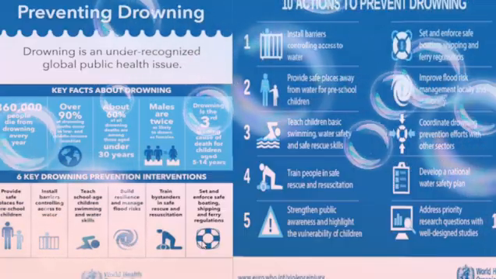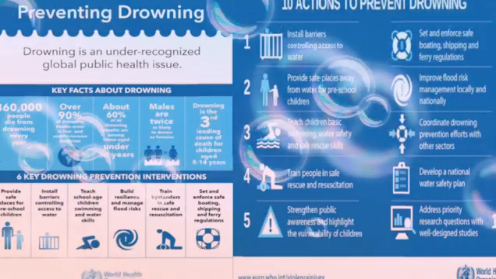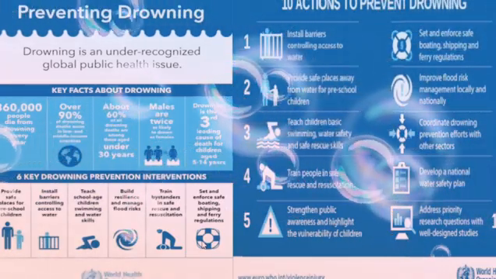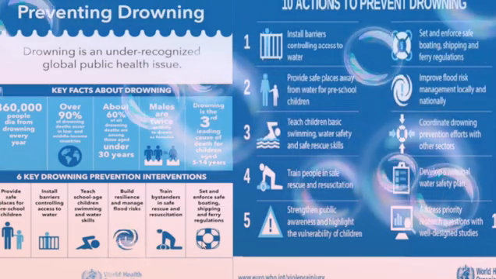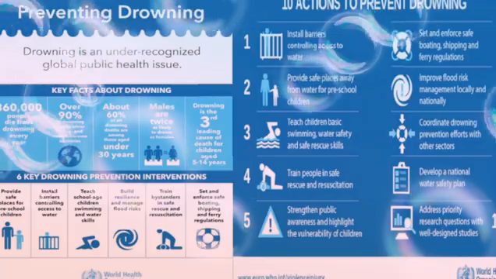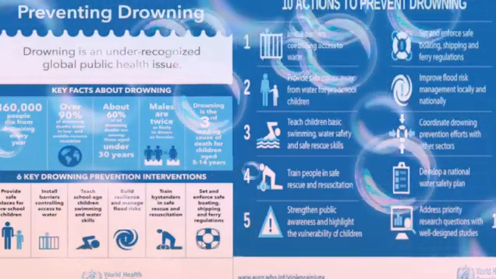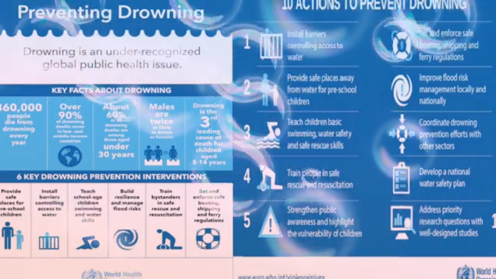The prevention of drowning. Ten actions to prevent drowning are: install barriers controlling access to water; provide a safe place away from the water for preschool children; teach children basic swimming, water safety and safe rescue skills.